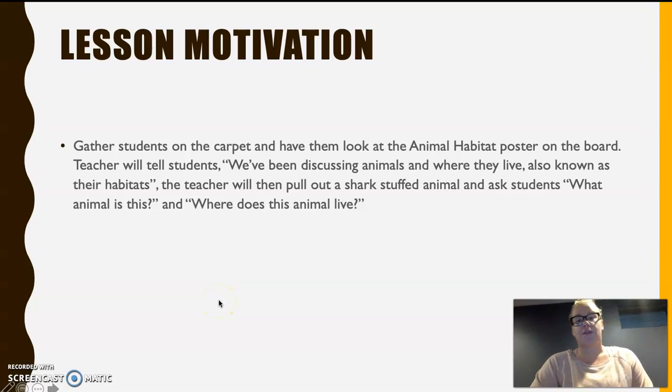So for the motivation for my students, I had them all sit at the carpet for circle time. And I had them look at this animal habitat poster that I have on the board. And I said to them, we've been talking about animals and where they live. So I pulled out a stuffed animal shark, which they loved. And I asked them, what animal is this? And I said, where does this animal live? And I had them turn and talk to a partner for a little bit about what animal it is and where they live. And then I let the students talk to me a little bit about the shark.